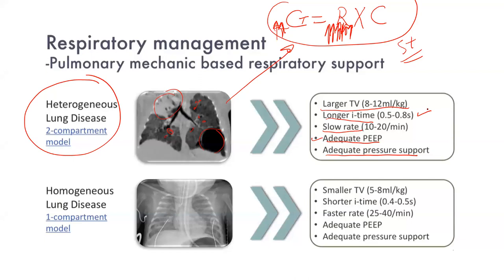The rate is very low, to give time for the air trapping to get out. And that's the strategy we use. Will all babies like this strategy? No. If you have a baby with chronic lung disease but the lung looks more homogeneous, like a one-compartment model, then you would rather use the RDS strategy, which is smaller tidal volume, 5 to 8, shorter I time, faster rate, and of course, adequate PEEP and adequate pressure support.